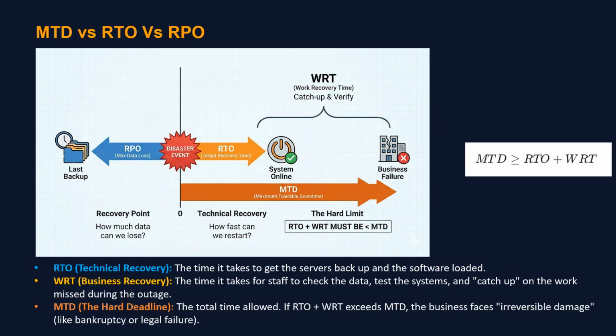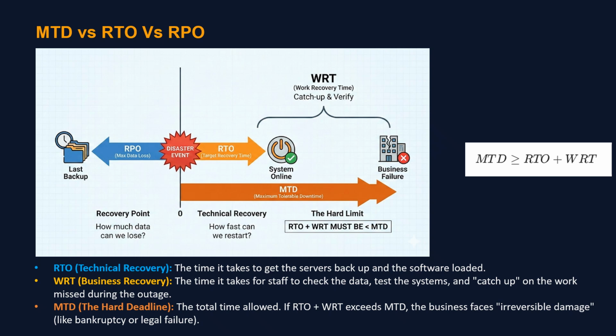MTD versus RTO versus RPO, how they work together. Now let's bring all three together. At the center is the disaster event, the moment systems fail. Looking backward, we see RPO. This shows how much data the organization can afford to lose between the last backup and the disaster. A smaller RPO means more frequent backups, higher cost, less data loss.